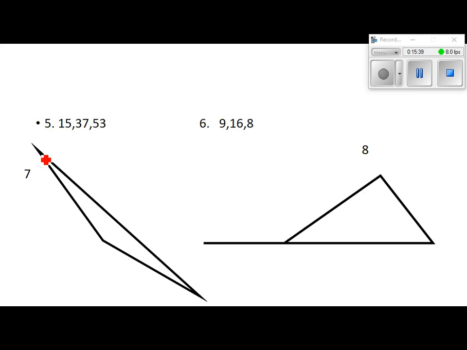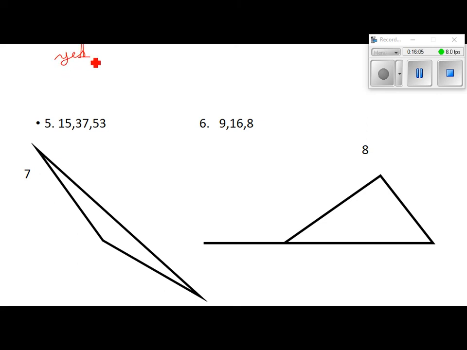Number 5. 15, 37, 53. Are these possible to make a triangle? It's a yes or no question here, but on the test you'll have to explain to me. Is it possible to make a triangle that's got a side 15 units long, 37 units long, and 53 units long? If you're saying yes, then we need to show it.